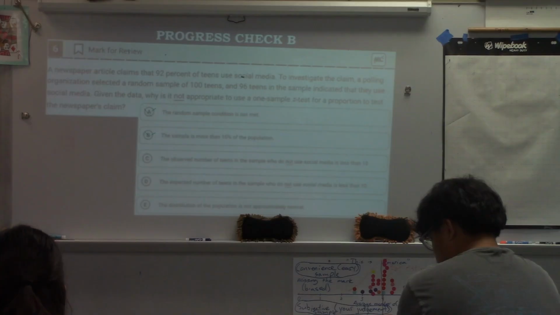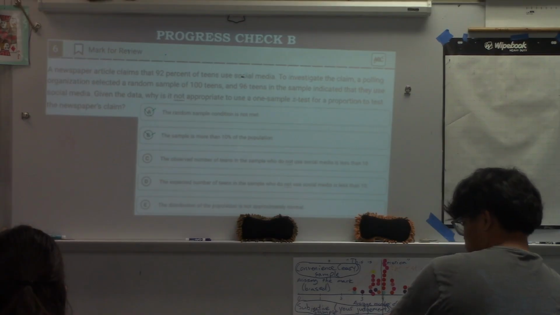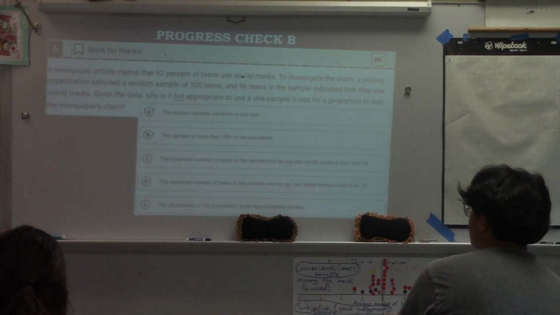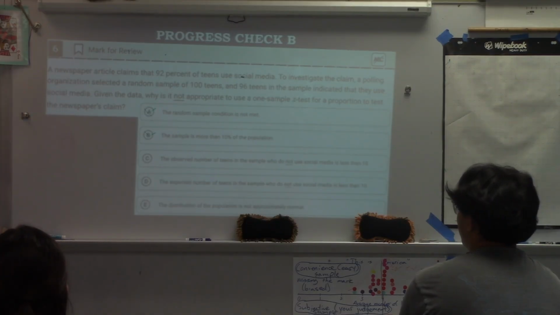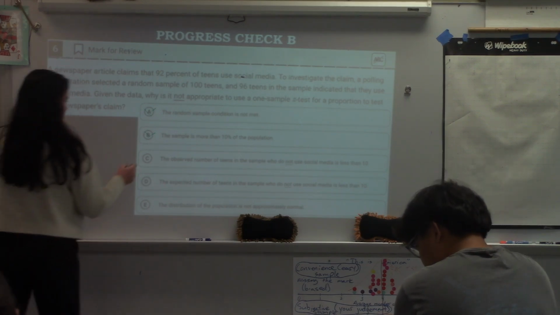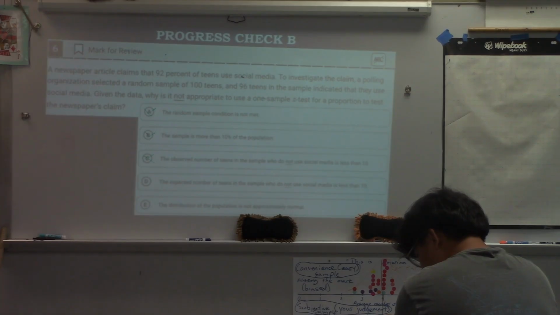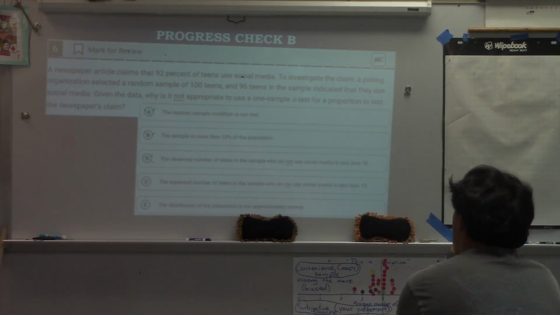The observed number of teens in the sample who do not use social media is less than 10. This is observed. It says observed. Right, because 96, well, that is the observed. The problem is, can you click the thing real quick? Yeah, we already got to this point.